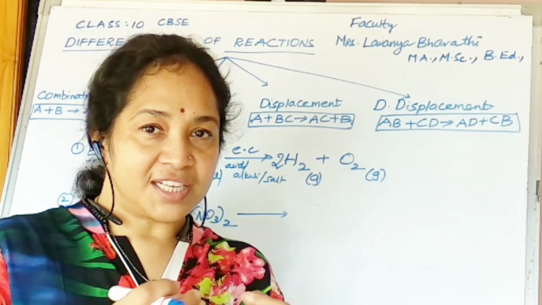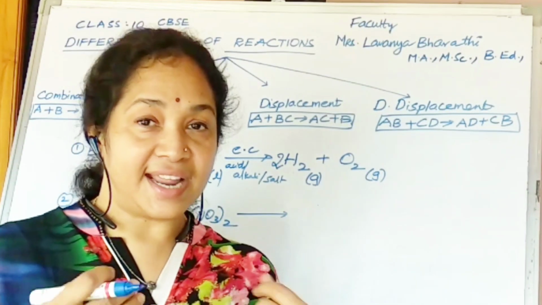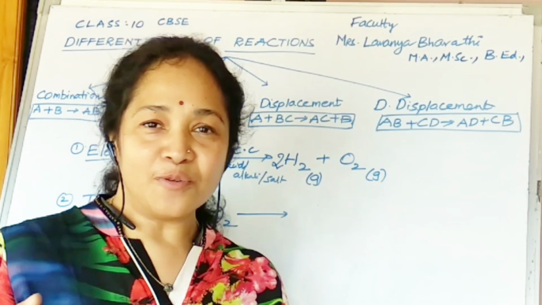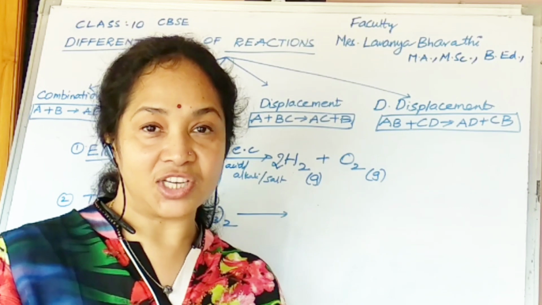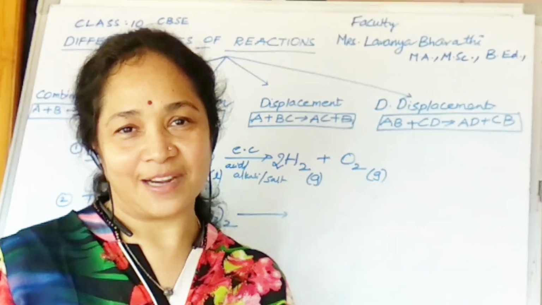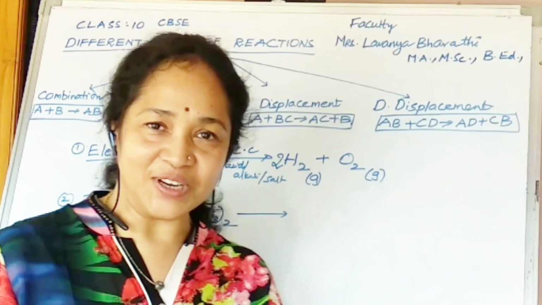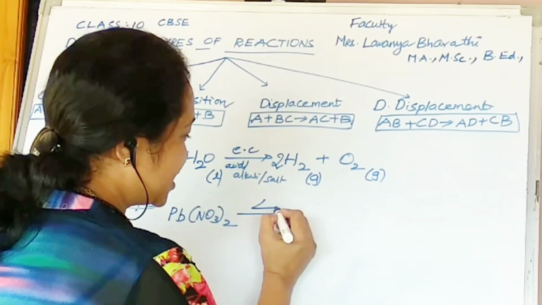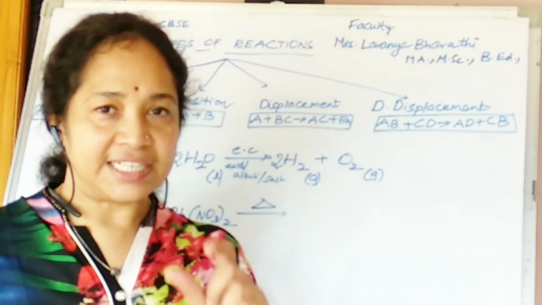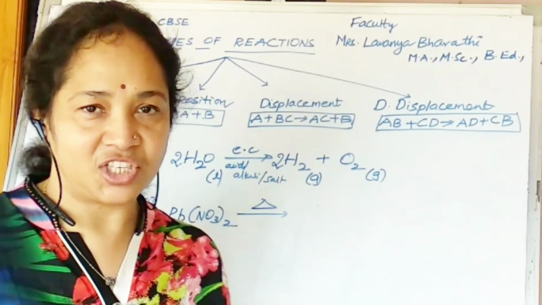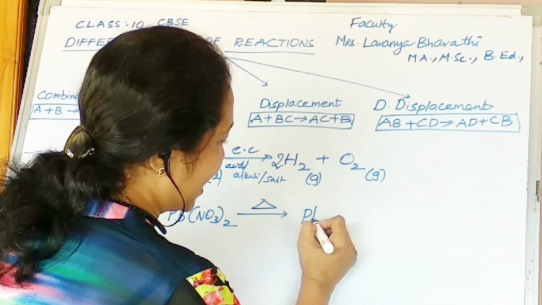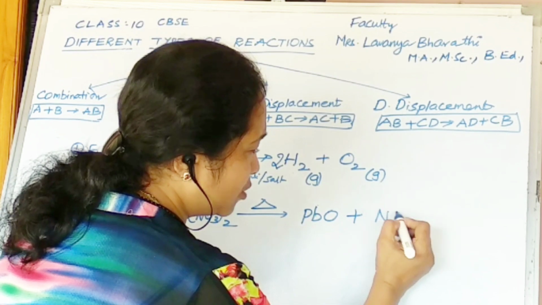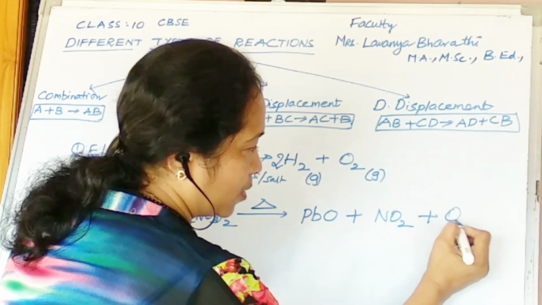Later you'll be observing certain water molecules coming out. Later you'll see some brown gas coming out, and that brown gas is the identification of nitrogen dioxide. So what is happening? Once again I'll tell you, it's not at all complicated. Lead nitrate decomposes in the presence of heat energy. The delta mark is nothing but heat energy. It decomposes to lead monoxide, PbO, plus nitrogen dioxide plus oxygen gas.